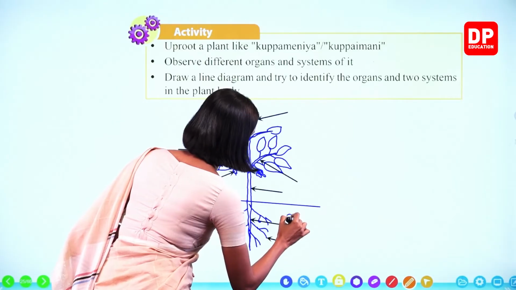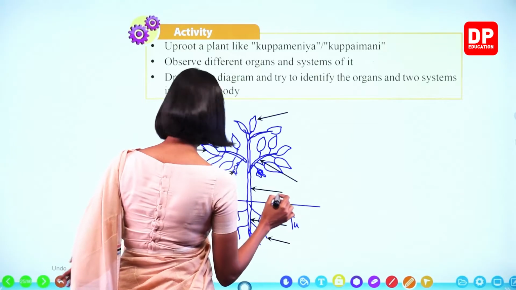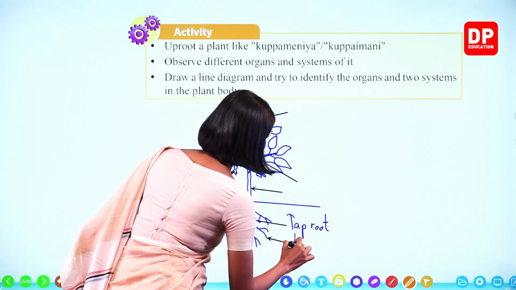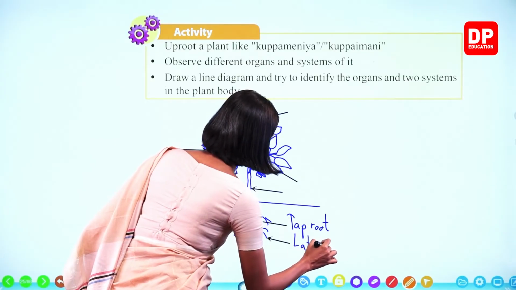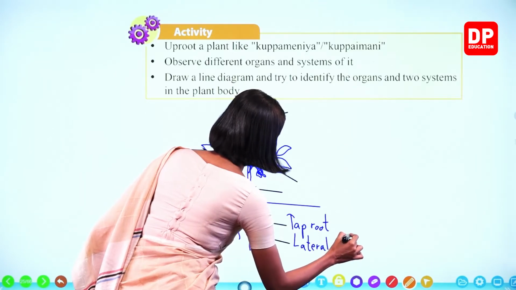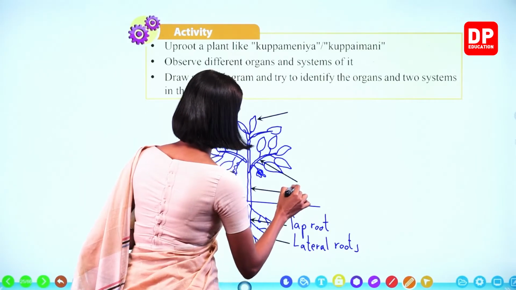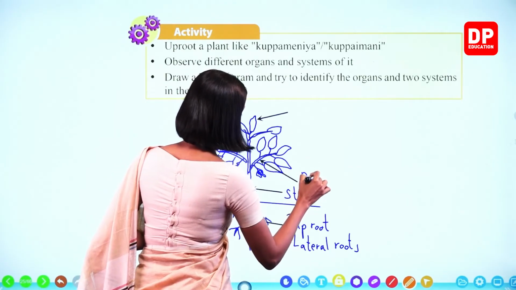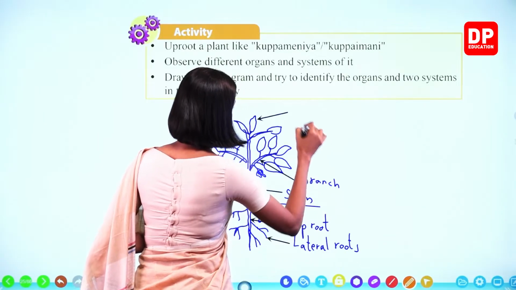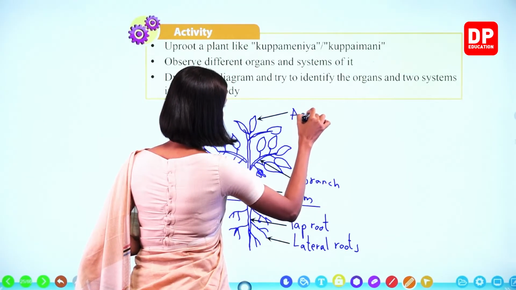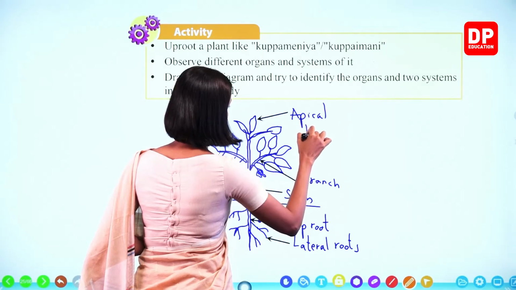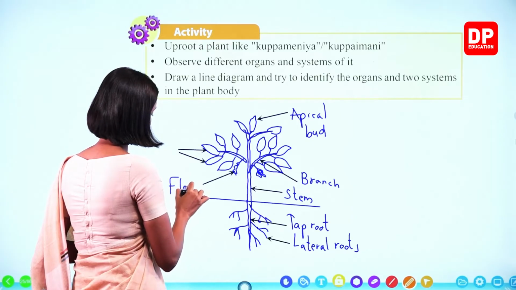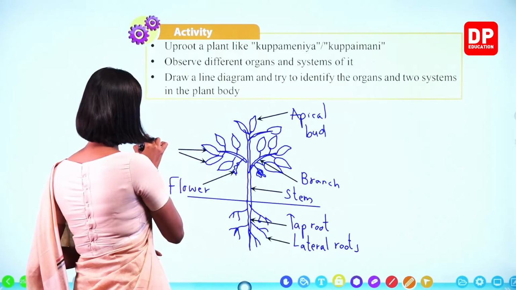Right, taproot, lateral roots, stem. You can label some of these parts. Branch, apical bud, flowers, leaves.